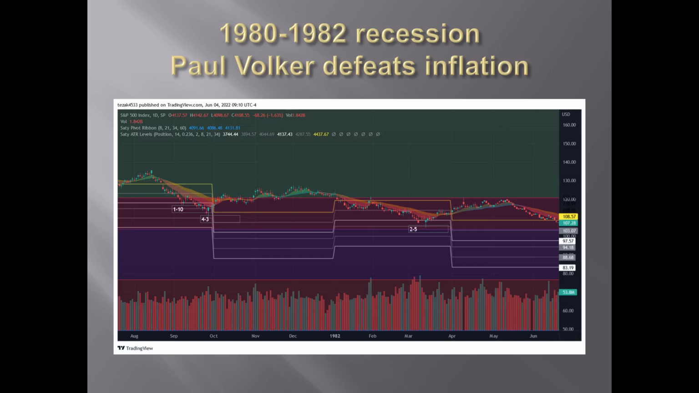1980 to 82 recession. Paul Volcker defeats inflation is what I called this one, right? Paul Volcker was... I spelled his name wrong, there's a C in here. The chairman of the Federal Reserve that was specifically brought on to defeat inflation. He raised interest rates up to like 20% at some points to try to defeat inflation. So if you're mad at Jerome Powell, just remember this guy was something else.